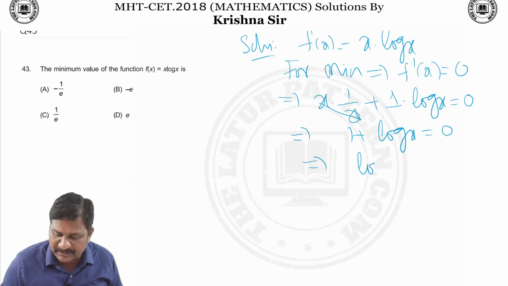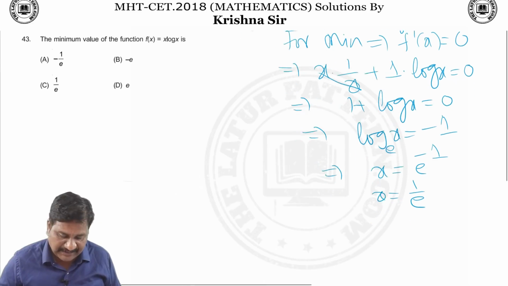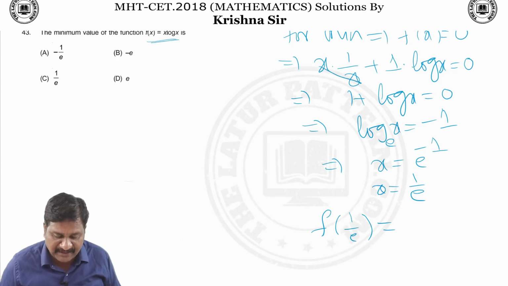Now log x is equal to minus 1, you take that side, having base e, or x is equal to e raised to minus 1. Yes, x is equal to 1 by e. So at x is equal to 1 by e, we are getting the function has minima. So f of 1 by e, meaning x equal to 1 by e, you substitute in the function. For minimum value, x equal to 1 by e, next log of x, plus 1 by e.